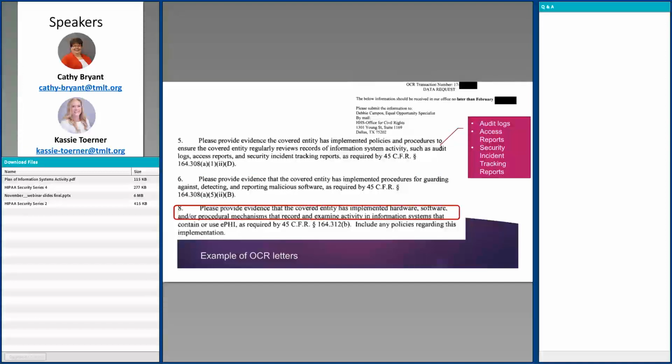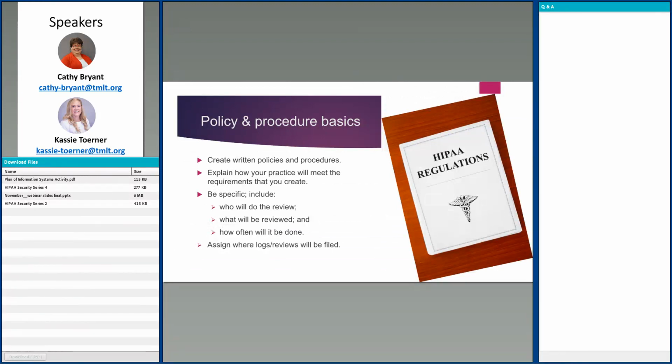Another request was, please provide evidence that the covered entity has implemented procedures for guarding against, detecting, and reporting malicious software. And lastly, please provide evidence that the covered entity has implemented hardware, software, and/or procedural mechanisms that report and examine the activity in information systems that contain EPHI, and include any policies regarding this implementation. So they're pretty specific in their requests for what they want, and they expect that all covered entities would have all of these pieces of information available to send to them in the event of an audit or an investigation.